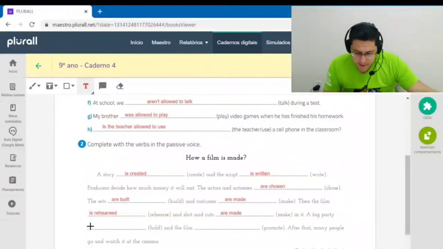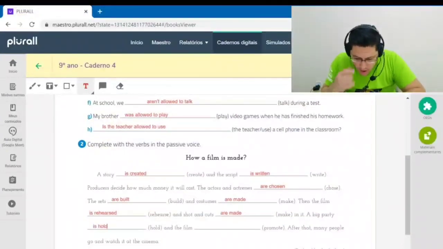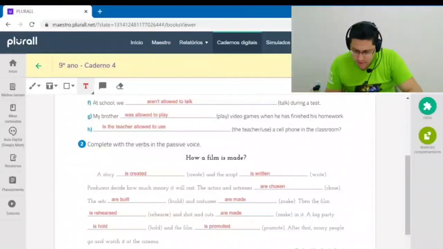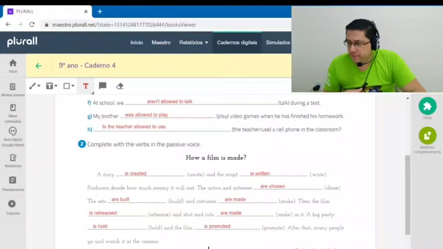A big party is held and the film is promoted. After that, many people go watch it at the cinema. Então, uma grande festa é realizada e o filme é promovido. Depois disso, o filme é promovido assim, tem aquela premiere que a gente fala, né? Que é a sessão onde os diretores, atores assistem o filme pela primeira vez num cinema escolhido por eles, tá?